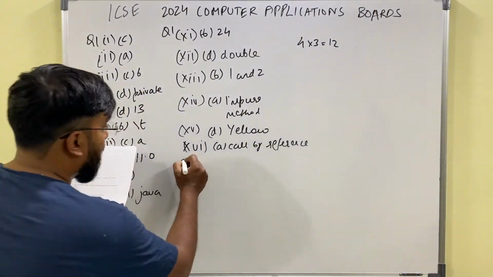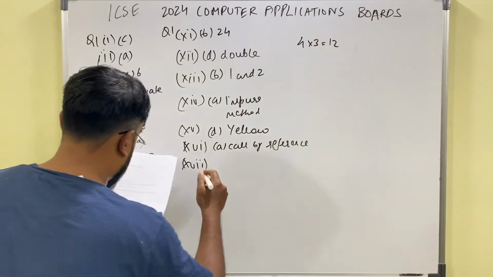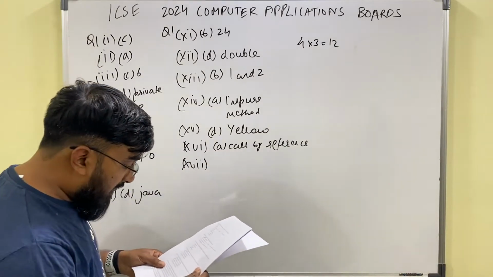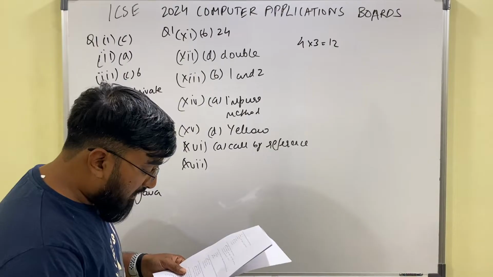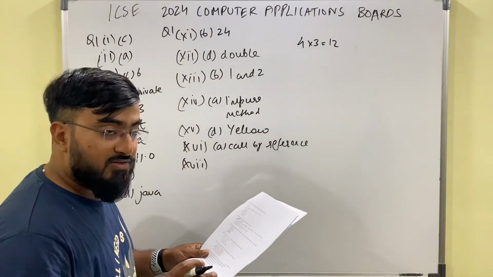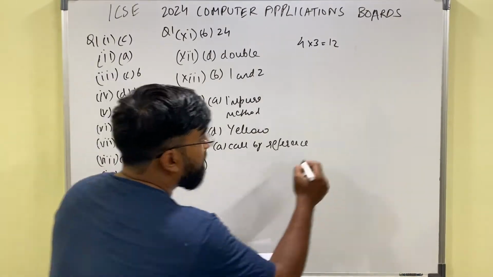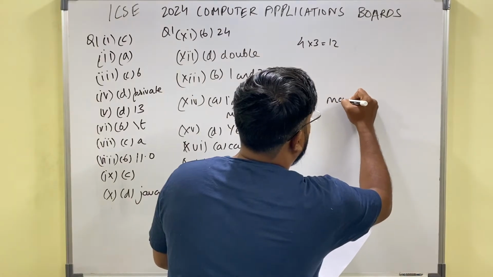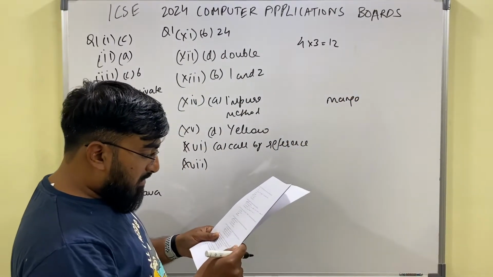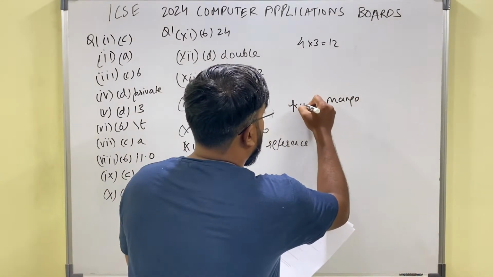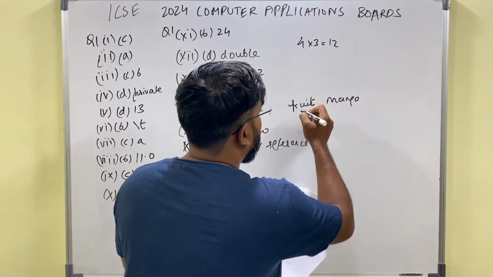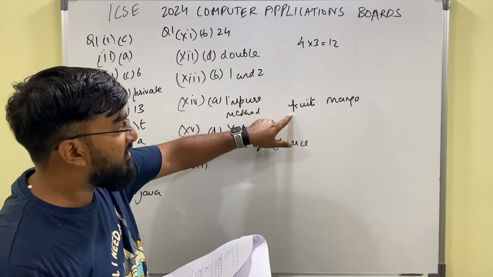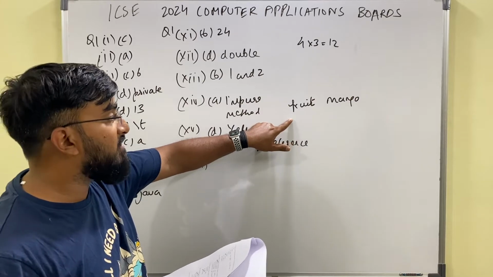Okay, then we have 17. The correct statement to create an object named mango of class fruit. Now this is again confusing. Your object name is mango. Your class name is fruit. Now what we are used to is classes with first letter in uppercase. But in this case this is not the case.